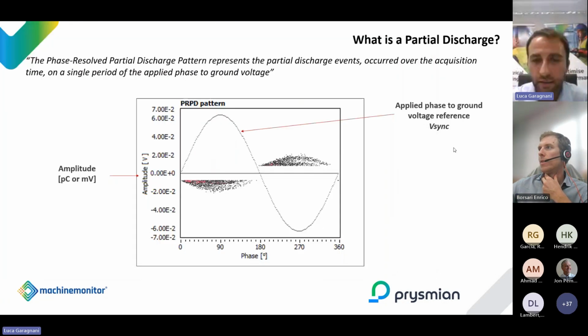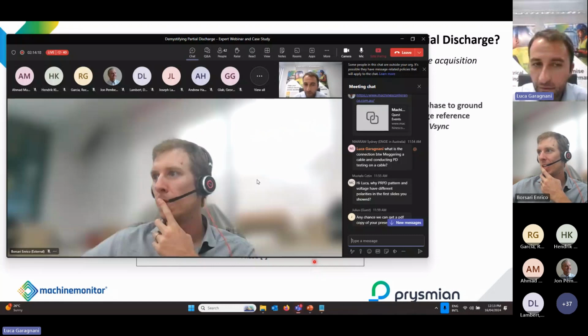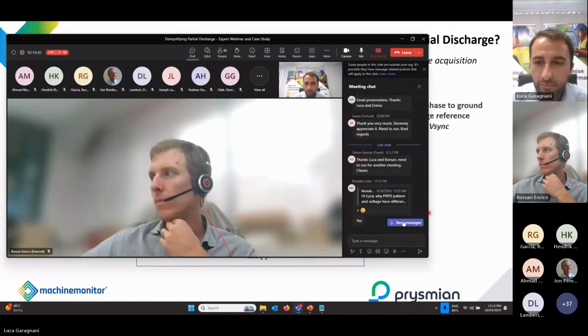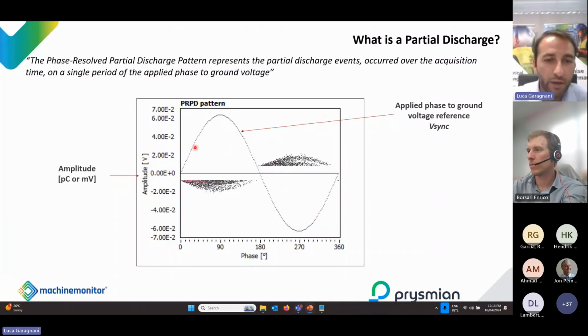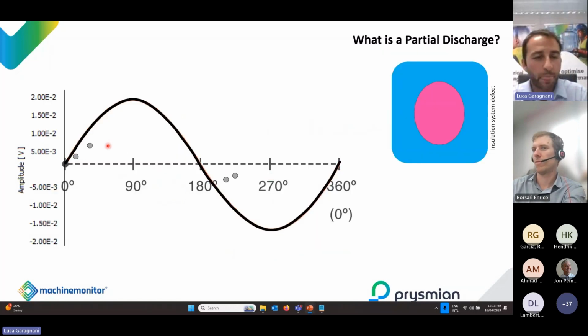So why do PD pattern and voltage have different polarity in the first slide you showed? Oh, that is a great question. Can you all see my slide? Yes. All right. So the polarity can be like in this case, where we have a positive sine wave and the negative discharges, or in the previous slide probably it was opposite, like in this case.